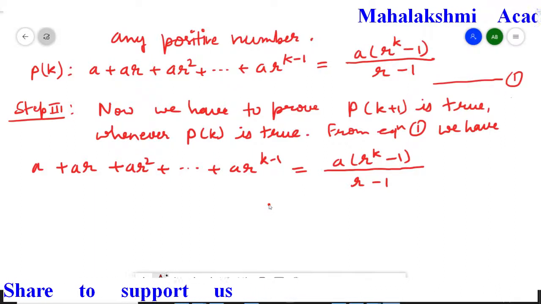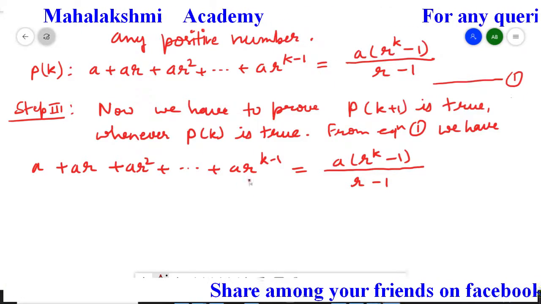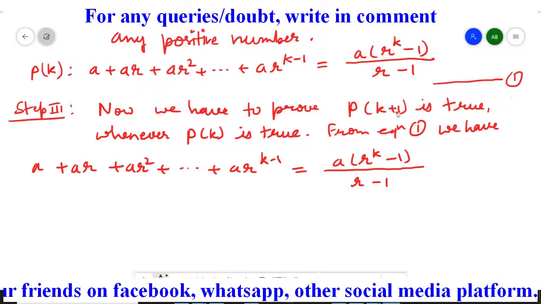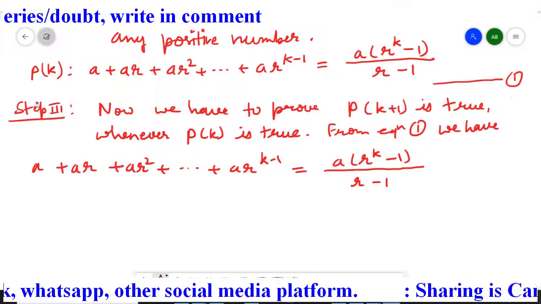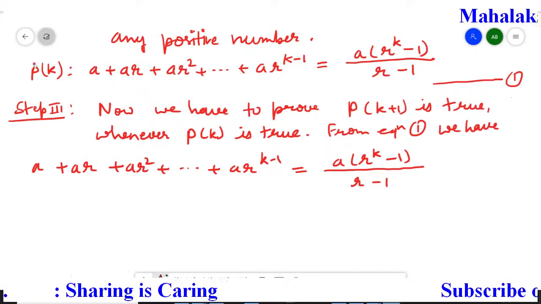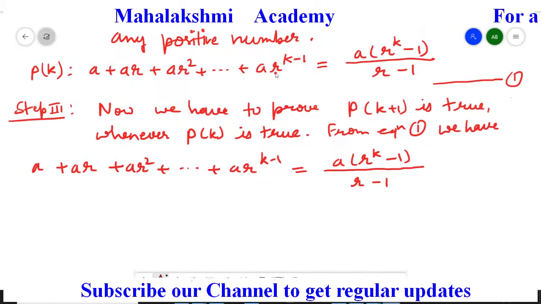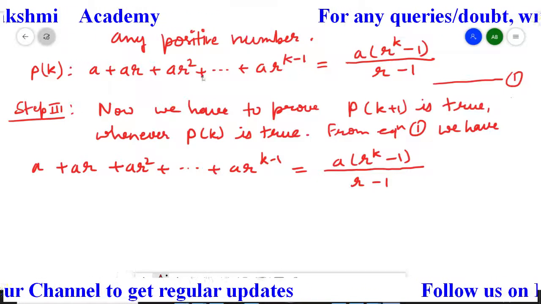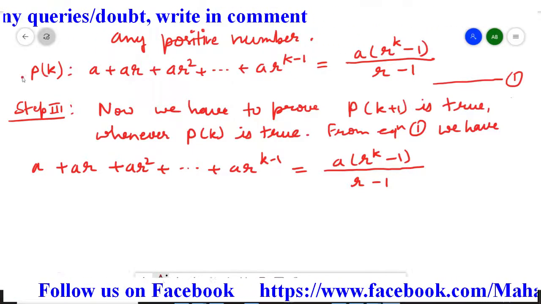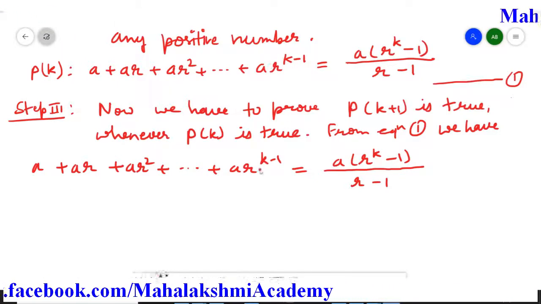That's why in this equation we have to add one extra term. We have to think about what extra term we have to include on both sides. So on both sides we have to add one term to bring the P(k+1) statement. For that we will analyze the P(k) statement. When the statement is P(k), the last term of the left hand side is a multiplied by r to the power k minus 1. If you have k here, then you do k minus 1. So if we have k plus 1, then we have to do k plus 1 minus 1. That term we have to add on both sides.